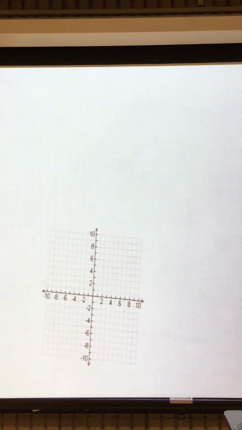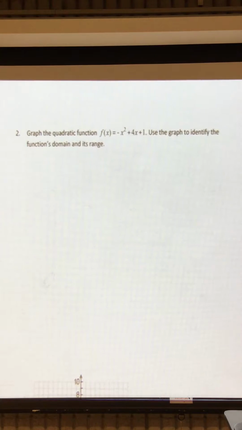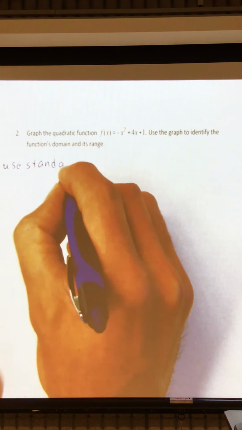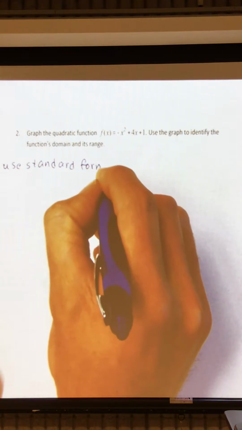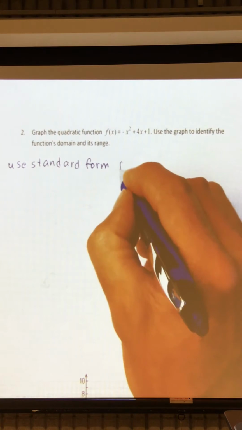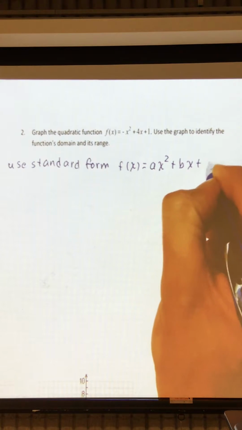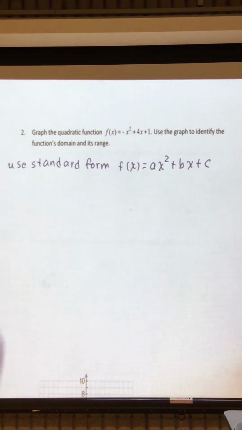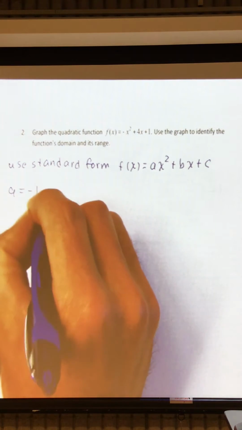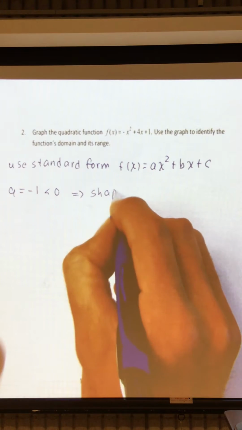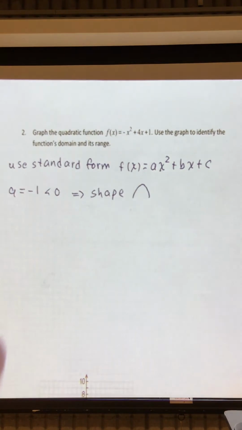Problem number 2. We're asked to graph a different quadratic function in a different form. So we will use the standard form f of x is equal to ax squared plus bx plus c. For us, the a value is negative 1. That is also less than 0, so that implies that the shape will be like the first problem, like that.